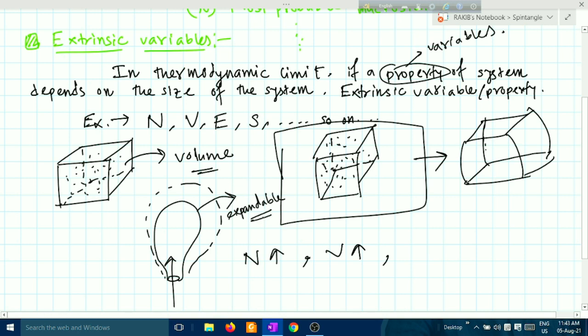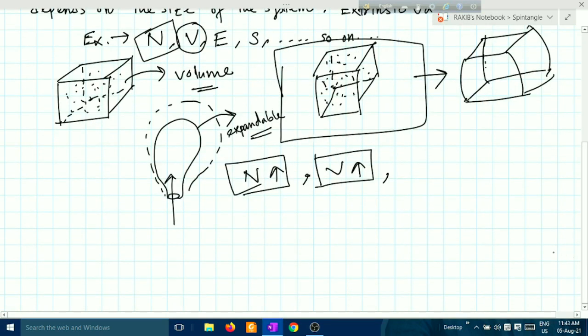If this is not so, then there will be no volume expansion, but the number of particles can increase up to a limit. So from this we can conclude that if the number of particles increases, the volume will also increase, if the walls are not so rigid. Similarly, the energy of the system will increase, and entropy will also increase.